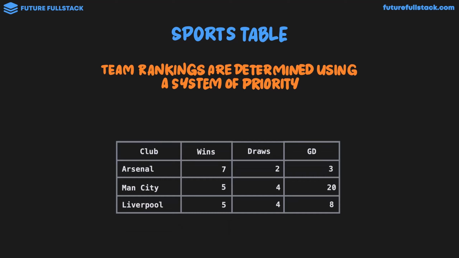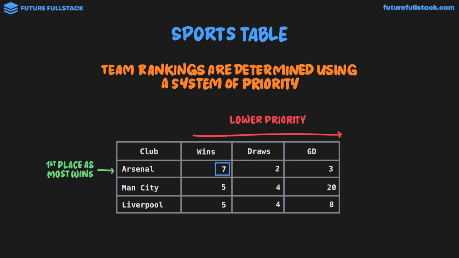The rankings of the teams are determined by things like wins, draws, and goal difference, where as we move from the left to the right, the numbers have a lower priority, where as we know a win is more substantial than a draw, and a draw is more substantial than goal difference. We can see Arsenal has 7 wins. This puts them in first place as they have the most wins.